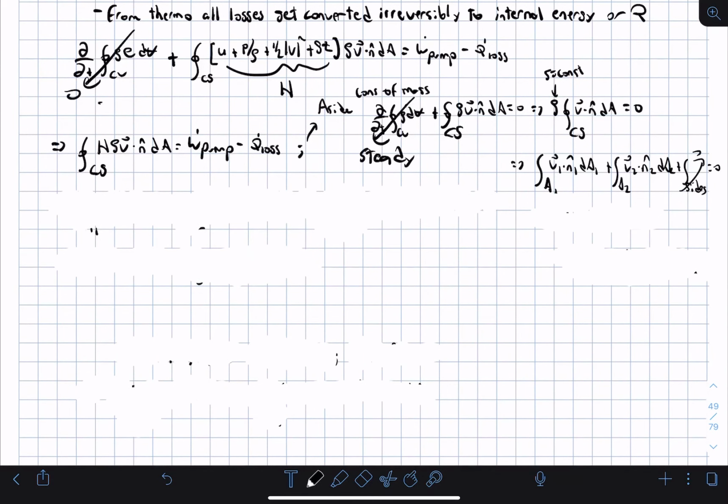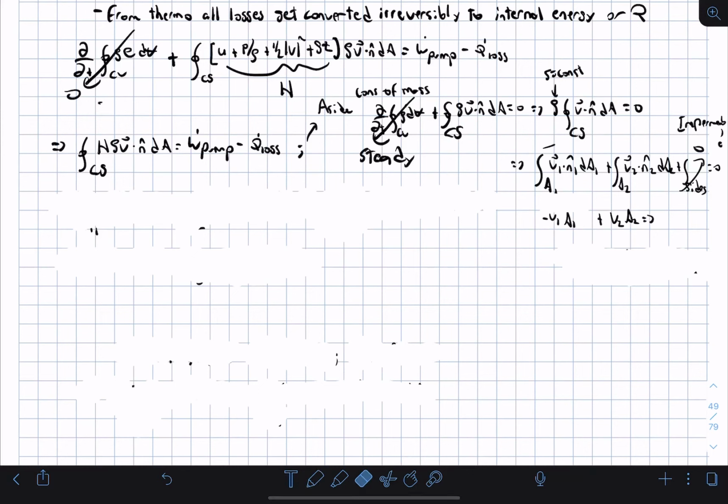And so this integral, I'm just going to integrate this over all of the faces. We have some v1 dot n hat 1 over area 1 plus some v2 dot n hat 2 over area 2 plus the sides. Well, the sides are just the tube walls. Those are impermeable, so we do not need to worry about those.